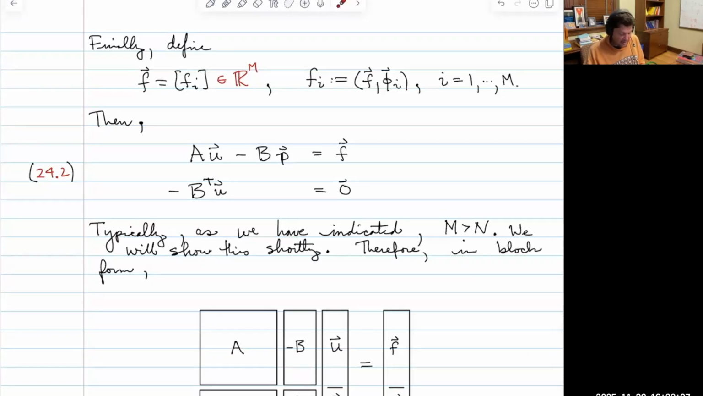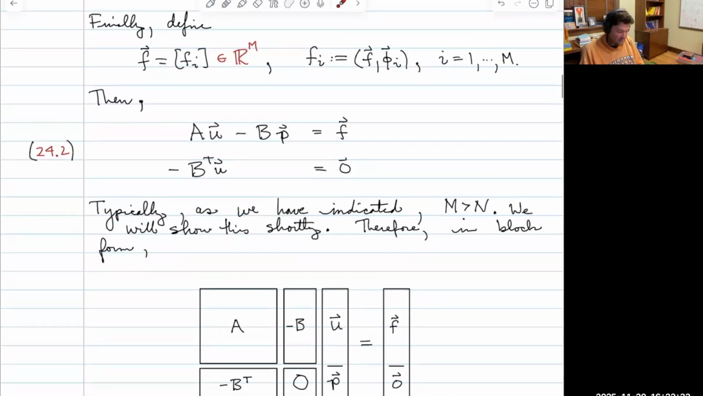What I find is that I can rewrite everything in a matrix vector format. This is the stiffness matrix A times the coordinate vector u minus the matrix B times the coordinate vector for the pressure is equal to this vector f, which is encoding the forcing function. And for the second equation, the mass conservation equation, kind of remarkably, I get minus B transpose times u.